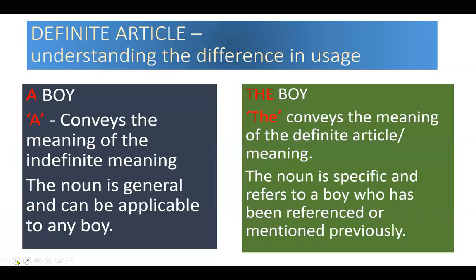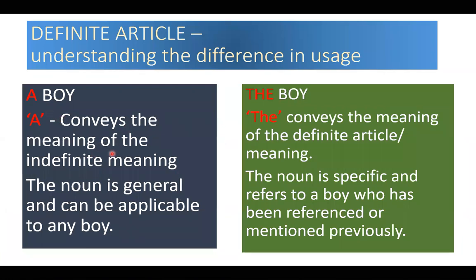So we're talking about the definite article now. What is the definite article? The definite article is that article that gives a definite meaning. And that is the article "the." So we say "a boy," but we say "the boy."